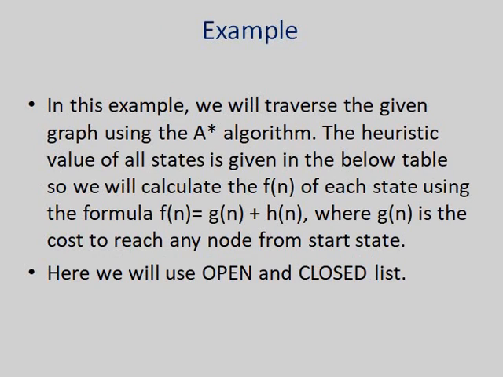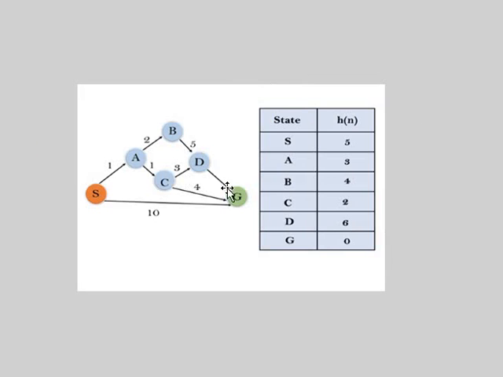Now let's see the example. In this example, we will traverse the given graph using the A star algorithm. The heuristic value is given in the table, and every time we are going to calculate f of n using the formula f of n is equal to g of n plus h of n, where g of n is the cost to reach any node from your start state. And here again we will use the two lists, open and closed list.